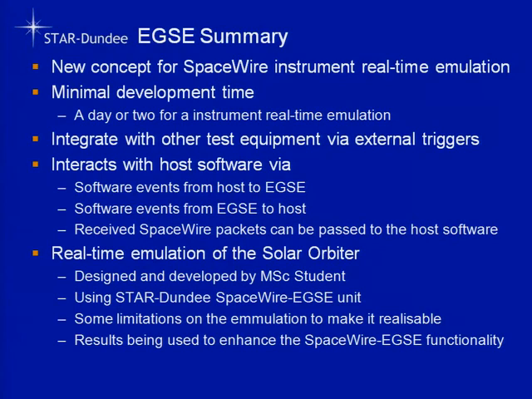And he identified some limitations. Mainly, he would have liked some more states. We have, I think, 32 states, and each state can have up to 5 or 6 inputs. For some of the Solar Orbiter instruments, we could have done with some more states to handle all of the error conditions. And that's something we're actually looking at putting in. So the results of that are now being used to improve the capabilities of this unit.